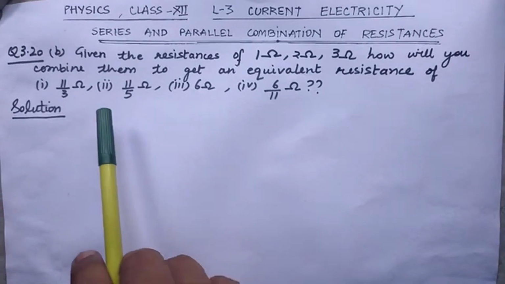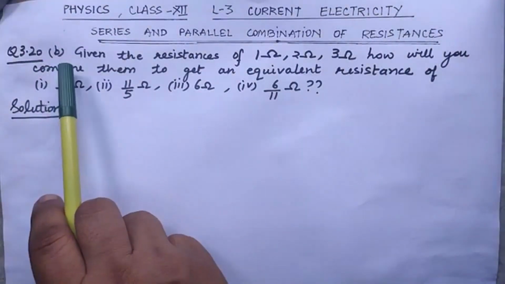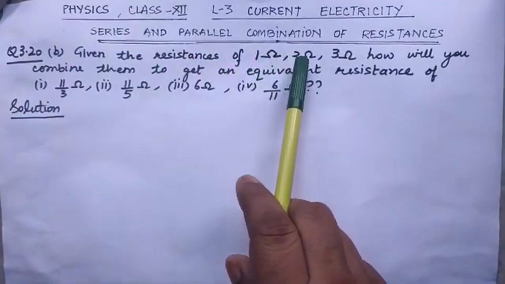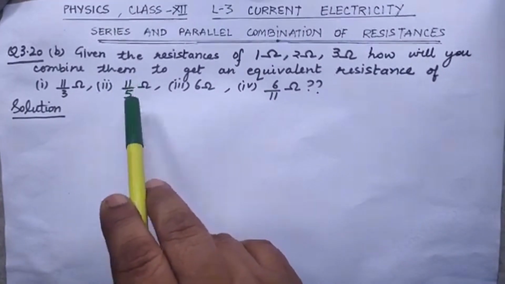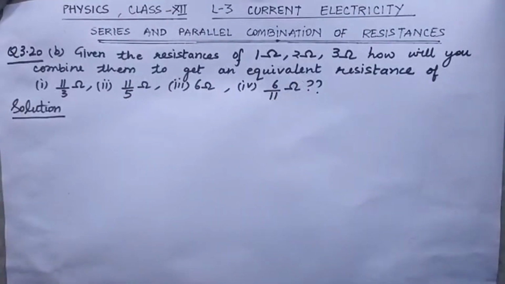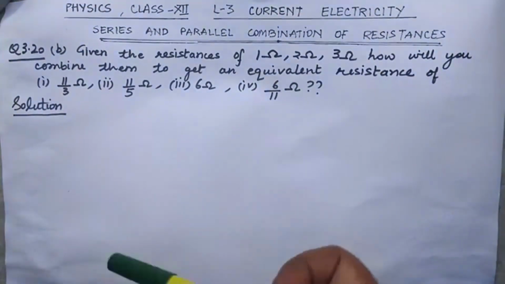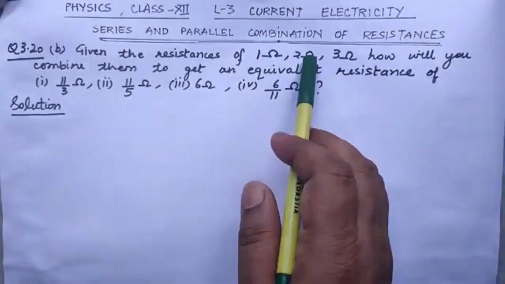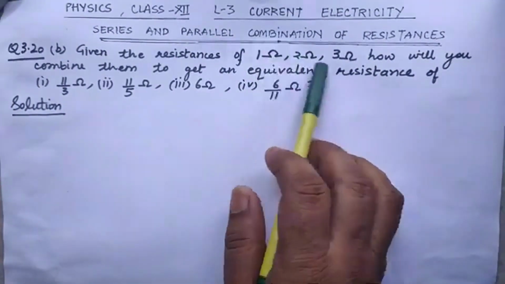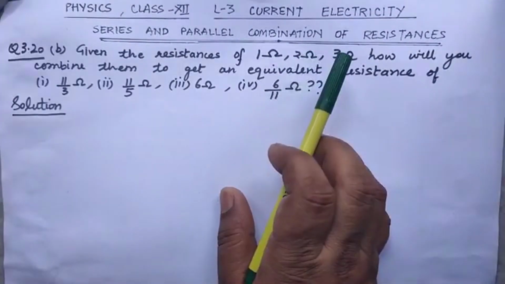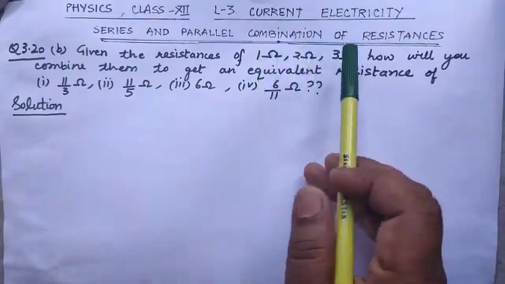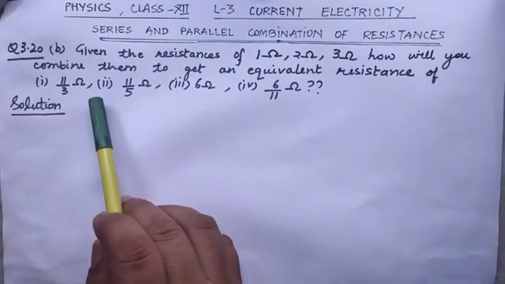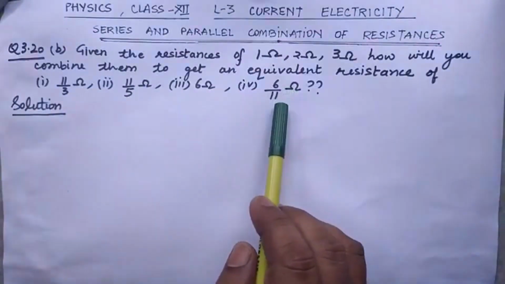Let us now take up question 3.20 part B. Given the resistances of 1 ohm, 2 ohm and 3 ohm, how will you combine them to get an equivalent resistance of 11 by 3 ohms, 11 by 5 ohms, 6 ohms and 6 by 11 ohms? Now let us understand the meaning of the question. The question says you have 3 resistances whereby you have to put 1, 2 and 3 ohm resistances into series and parallel combination such that the equivalent resistance of the combination is 11 by 3, 11 by 5, 6 and 6 by 11 ohms.